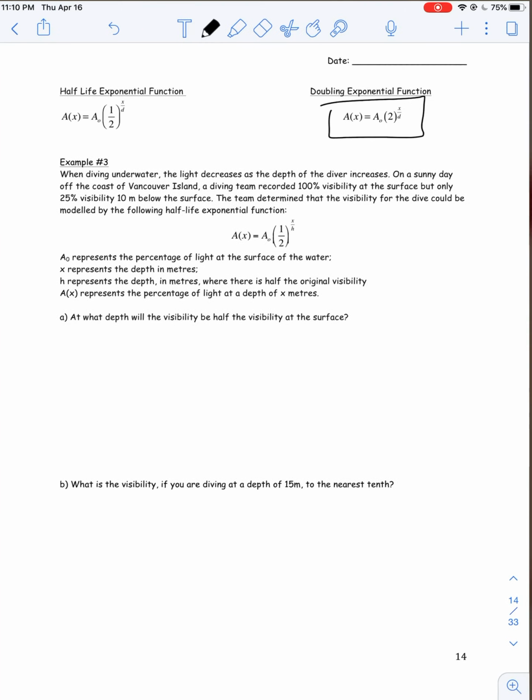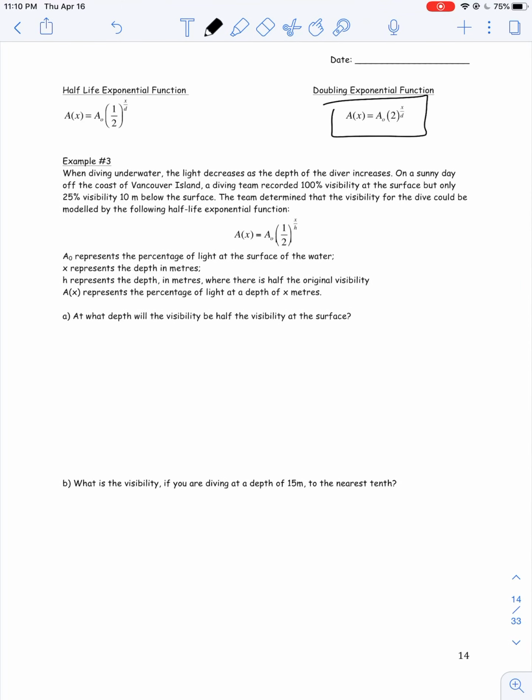So they're telling us what all the variables are equal to. We know that we're going to see 25 eventually, but we started off as 100. So A0 is always your initial starting point. And you're going to have 1/2 to the power of, we see at 25% we're at 10 meters, and then we need to solve for h.